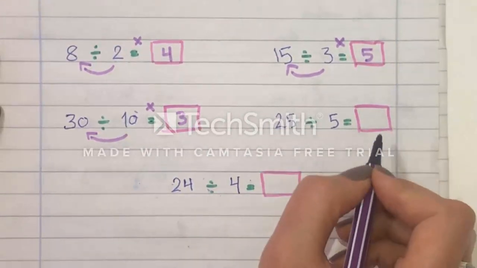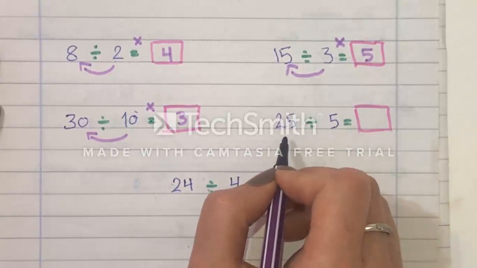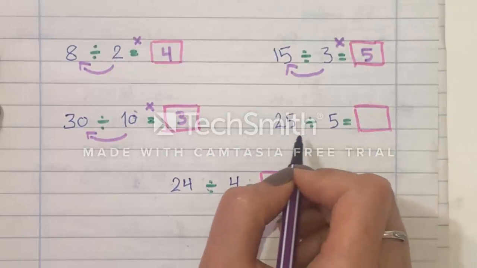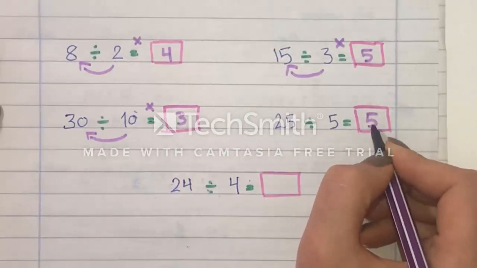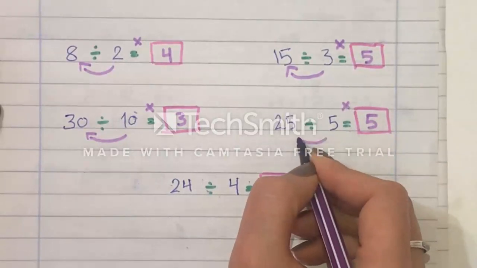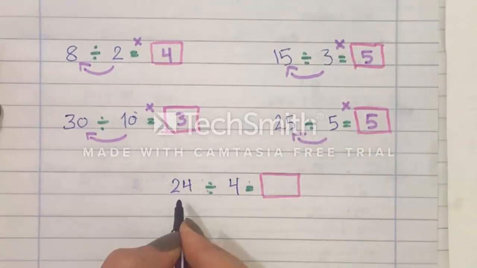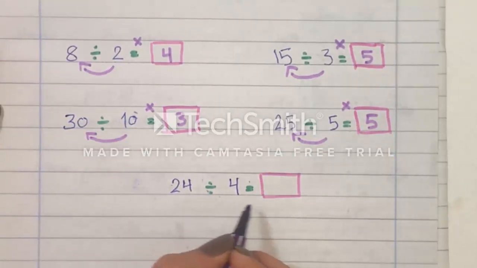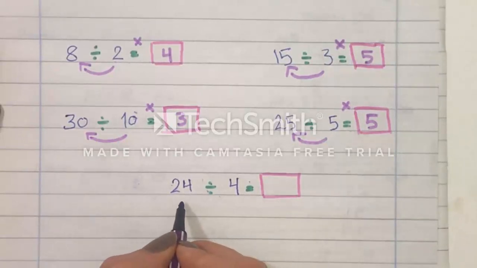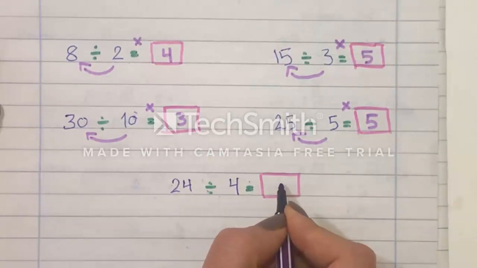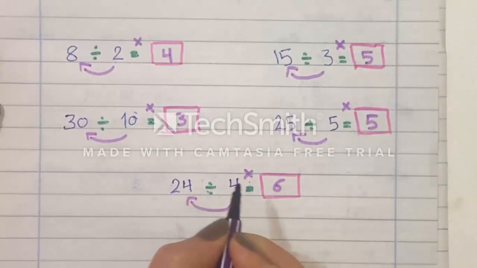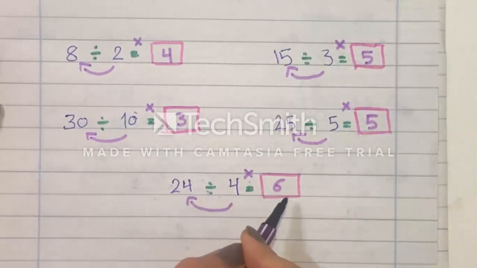25 divided by 5. 1 5's 5, no. 2 5's 10, 3 5's 15, 4 5's 20, 5 5's 25. So the answer is 5. 5 times 5 equals 25. 24 divided by 4. 1 4's 4, 2 4's 8, 3 4's 12, 4 4's 16, 5 4's 20, 6 4's 24. So the answer is 6. 6 times 4 equals 24. And vice versa, 24 divided by 4 is 6.